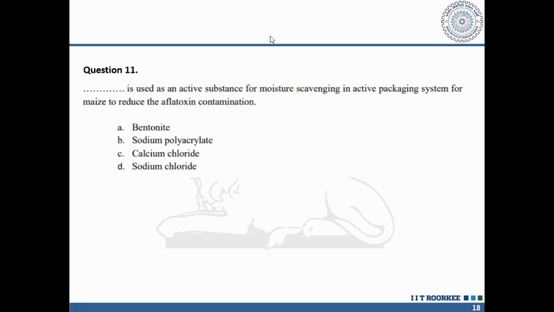Which of the active substances is used for moisture scavenging in an active packaging system for maize to reduce the aflatoxin contamination? You have option A, bentonite, B, sodium polyacrylate, C, calcium chloride, and D, sodium chloride. Please answer in the comment box. Nancy and Varuni are saying D.